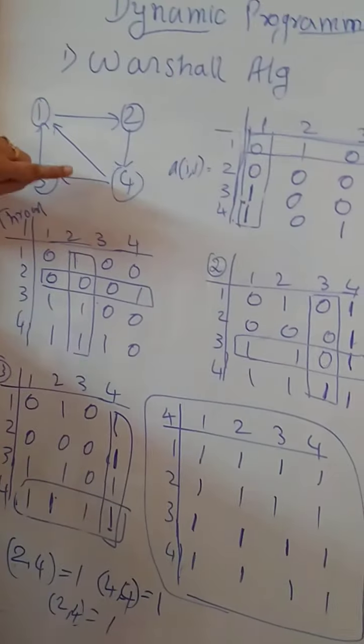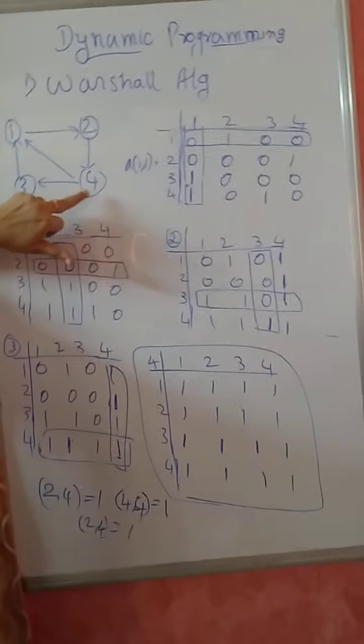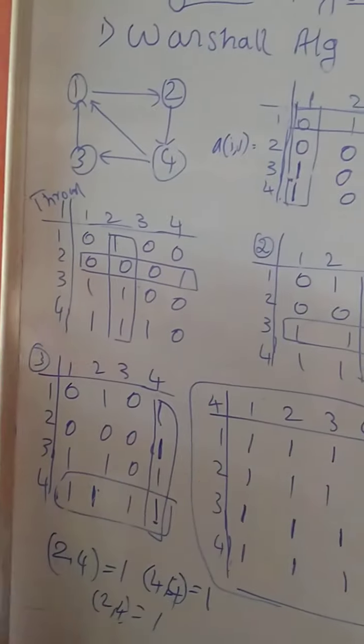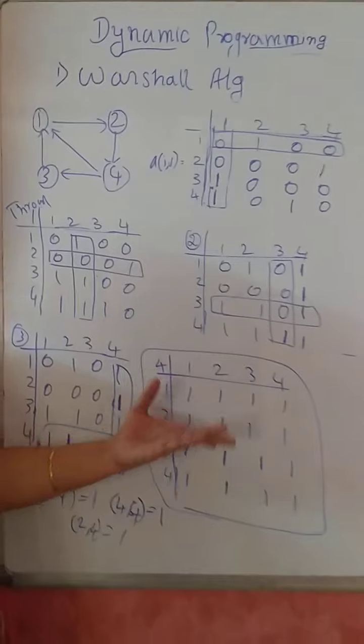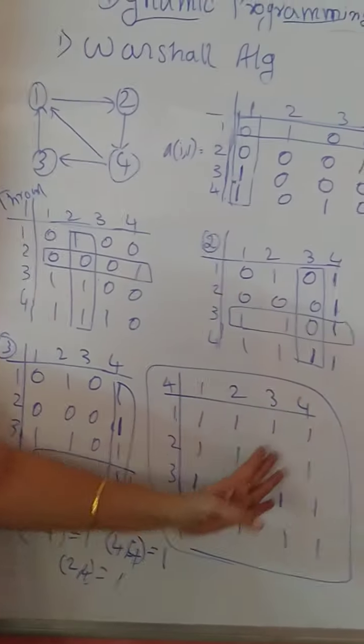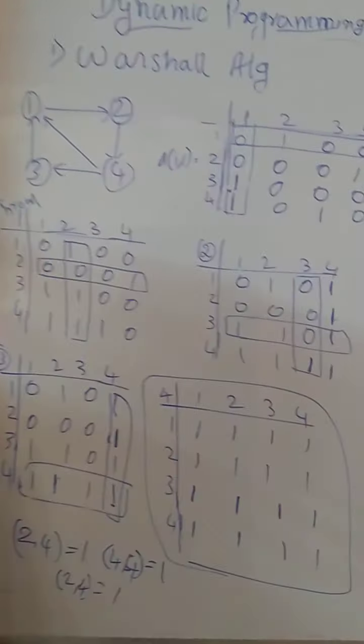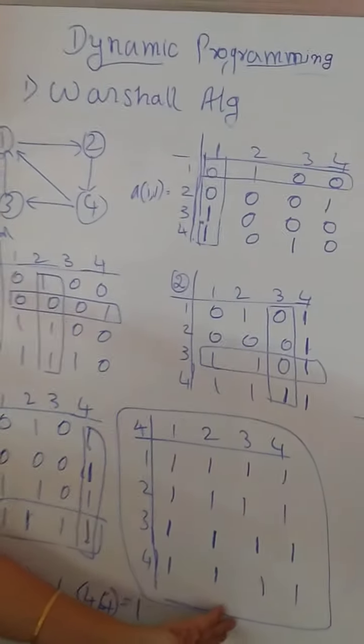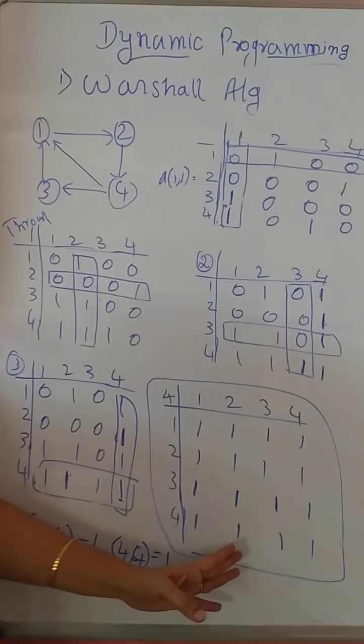3 to 2 like this. 3 to 4 like this. 3 to 3 is like this. 4 to 1 like this. 4 to 2 is like this or like this, and 4 to 3 like this, and 4 to 4 like this. So from every vertex I can move to any other vertex. That's why all the final entries are 1. If I am not having a path for one vertex or another, obviously one or two of them will be 0. So this is the adjacency matrix, and this is the corresponding path matrix, or this we will also call a transitive closure.